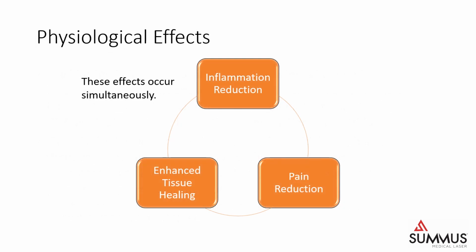The three main primary effects that happen with photobiomodulation are pain reduction, inflammation reduction, and enhanced tissue healing. And these effects occur simultaneously.